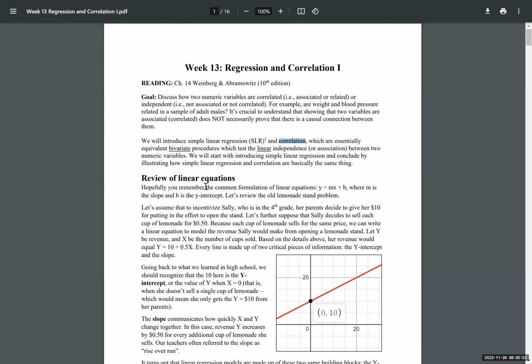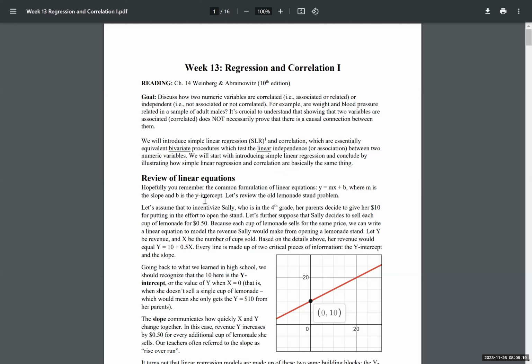It's important to note that at this point we're still talking about bivariate procedures. That is, we're comparing two variables. We can call them X and Y, or we can really call them anything we want. And what we're going to be doing is looking at two-dimensional scatter plots this week. We have an x-axis, a y-axis, and we'll be talking about linear equations, lines, which I'll introduce in a second.